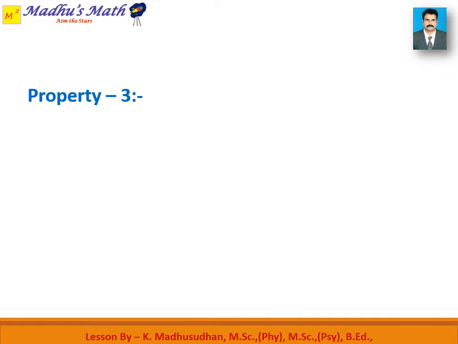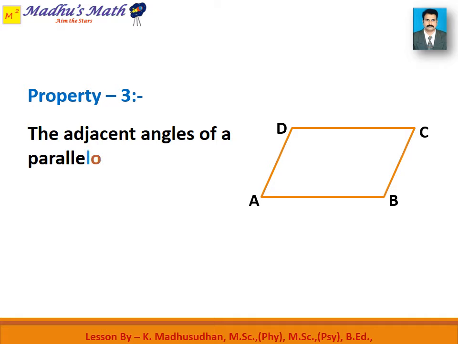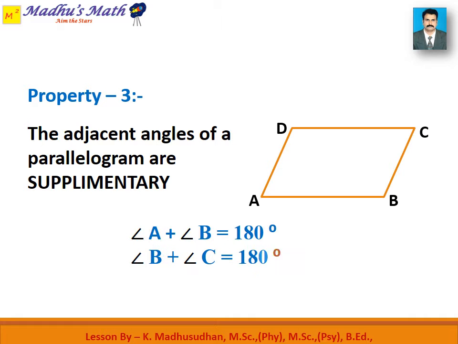Now coming on to property 3, that is adjacent angles, the angles which lie beside each other. They are supplementary. Supplementary means the sum of angles results as 180 degrees. So we say that the adjacent angles A and B put together make 180 degrees. Similarly, angle B plus angle C results in 180. Angle C and angle D total 180 degrees, as well as angle A plus angle D results in 180 degrees.